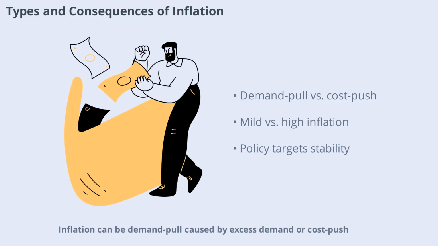in policy. Inflation can be demand-pull, caused by excess demand, or cost-push, driven by rising production costs. Mild inflation can stimulate spending, but high or unpredictable inflation erodes purchasing power, distorts prices, and can destabilize the economy. Policymakers aim to keep inflation low and stable to support growth.